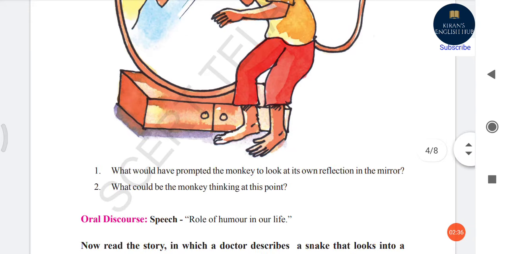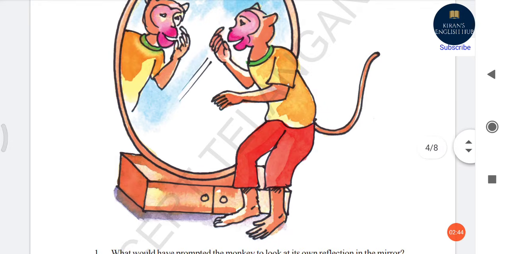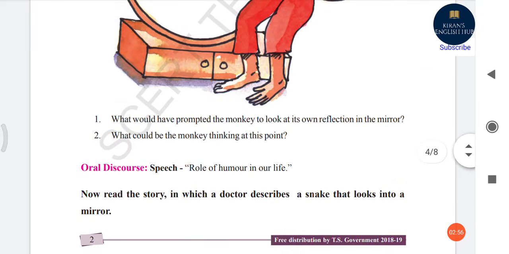Next, what would the monkey be thinking at this point? Just like human beings, it might have thought, oh, I'm losing my hair, this is not a very good touch up. All these things we can just imagine from the picture there. Next, we have oral discourse, a speech on the role of humor in our life, how humor plays a role in our life. That is a speech, a classroom activity.